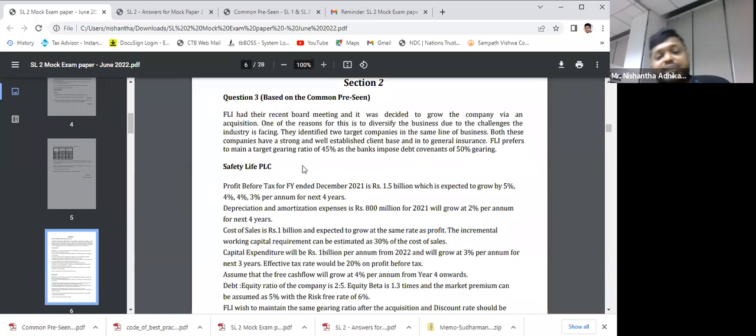That means with a 45% gearing ratio, debt is 45%, and equity is how much? 55%. Okay. Safety Life PLC, this is the first acquisition target entity.